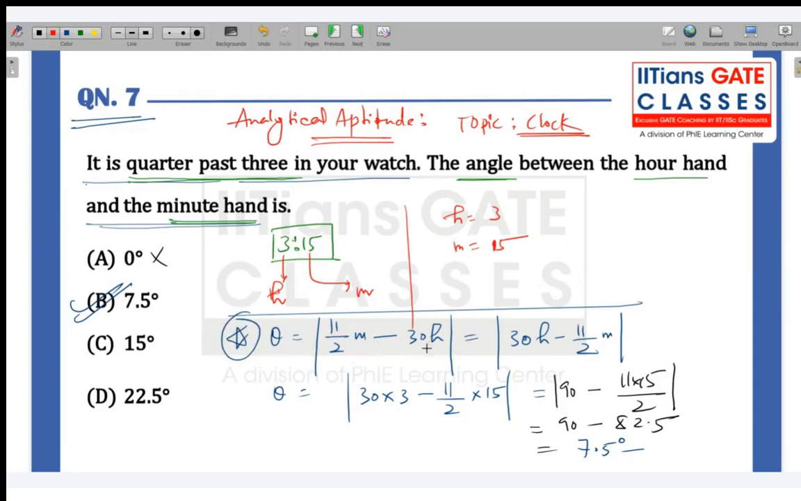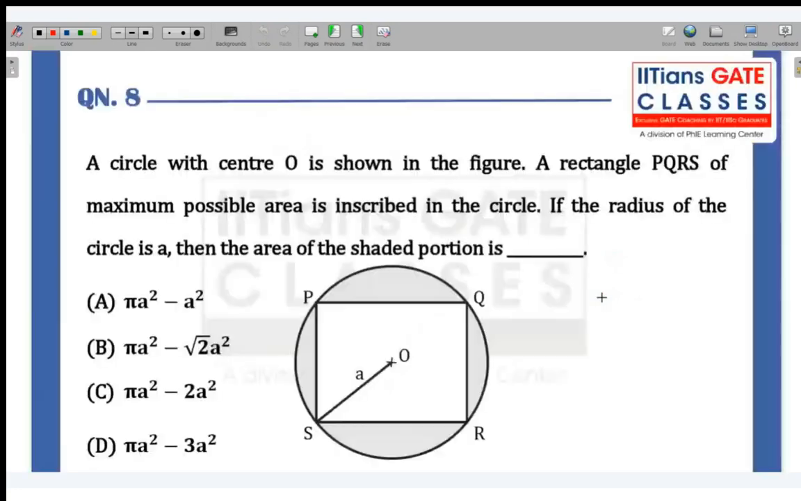Here m is minute, h stands for hour. Okay, let's go to the next question, question number 8.